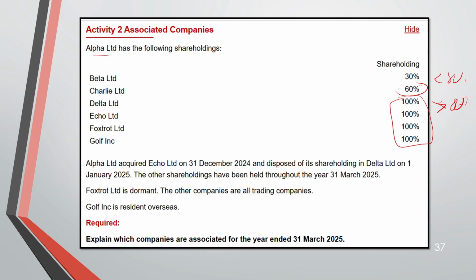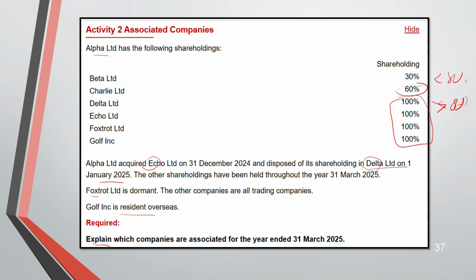So A acquired E on 31st December 2024 and disposed of its shareholding in Delta on 1st Jan 2025. The other shareholdings have been held throughout the year. So you have to see E and you have to see D. Both are 100%. Fox is dormant. The other companies are all trading. So you can't take F. G is resident overseas. G of course you can take. Explain which companies are associated.